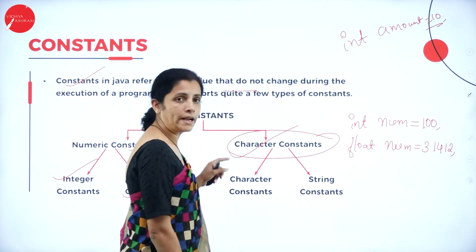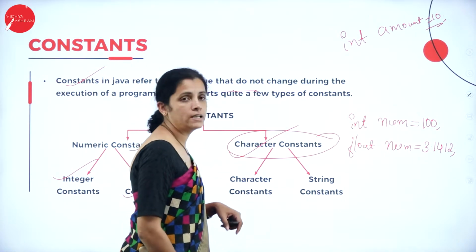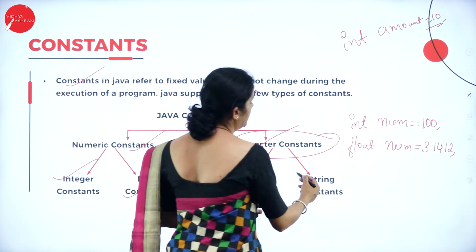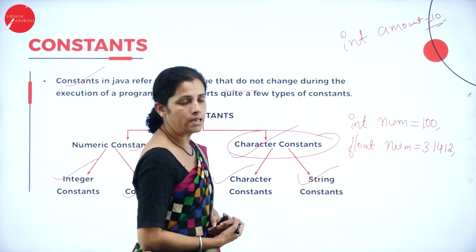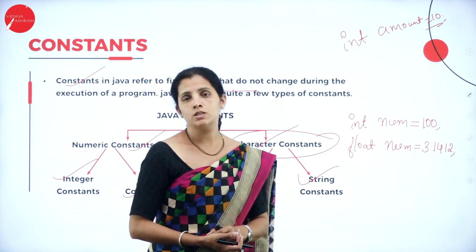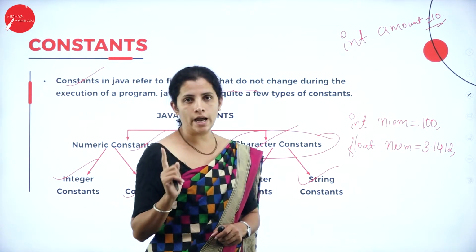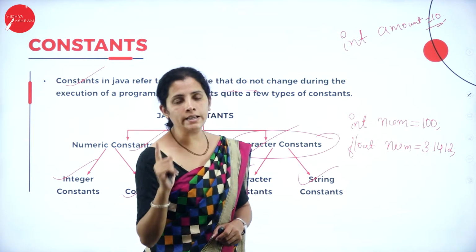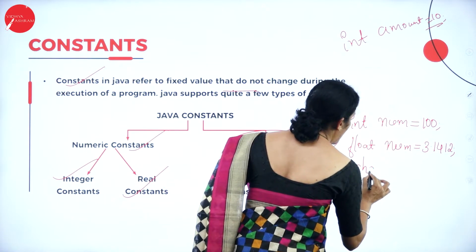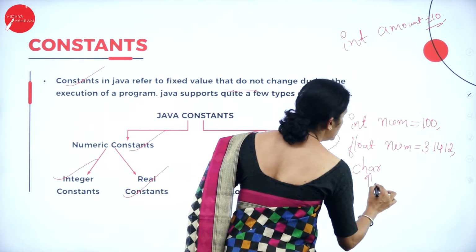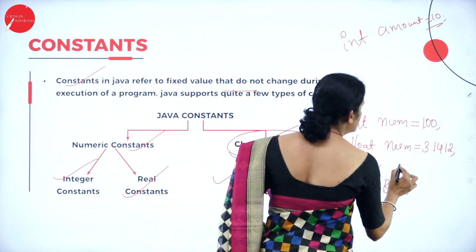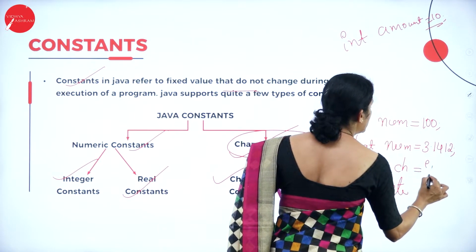Then the character constant is further classified into two types: one is character constant and another one is string constant. Now tell me, what is character constant? Character in the sense what? It is only one character at a time. And to define one character at a time, I'm going to use the data type called char. The size of the char is only 1 byte. For example, char ch equal to 'A'.